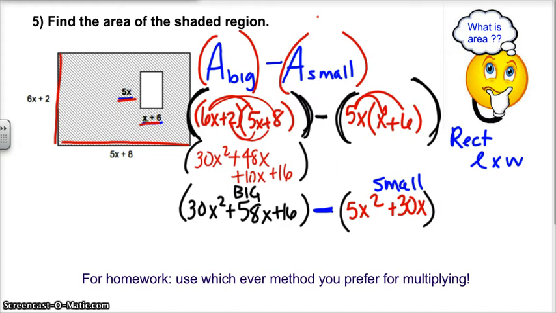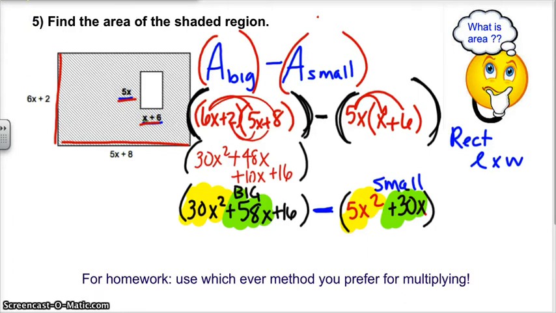For some visual aid, I'm going to highlight. I have a squared term here and a squared term here. Those will be subtracted. I have an x term here and an x term here. Those will be subtracted. And then the 16 doesn't go with anything.